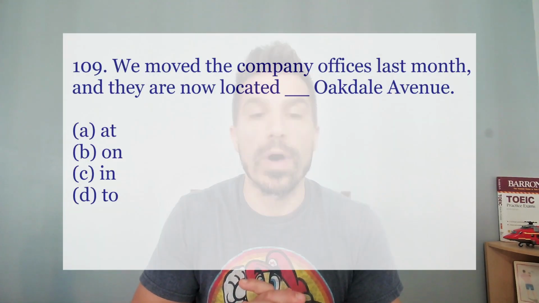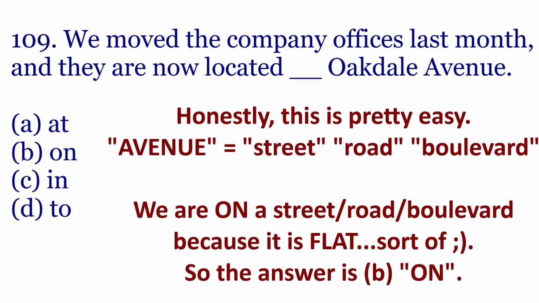Now let's look at 109. Well, this is quick. When you talk about a street, road, boardwalk, or avenue, you will use on. For example, I'm on Johnson Road. I'm on Johnson Street. I'm on Johnson Avenue. So the answer is B.